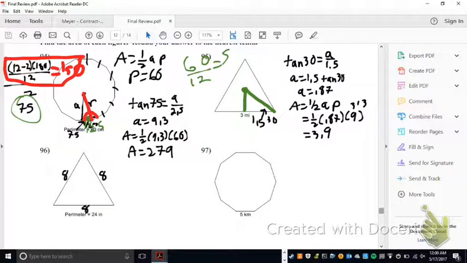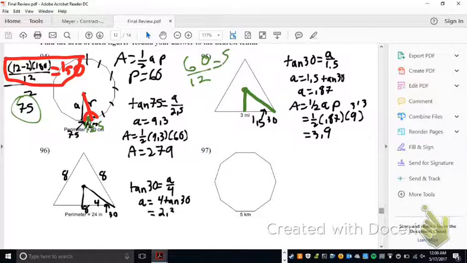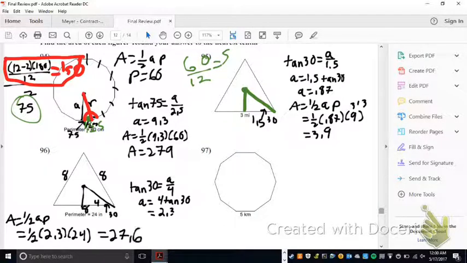Here we have another triangle. We're told that the perimeter is 24. That means each side is 8. That means that each half side is 4. That is still a 30-degree angle. So now we're going to go the tangent of 30 equals the apothem over 4. Multiply both sides by 4. We get 4 tangent 30 equals the apothem. Apothem equals 2.3. Area is 1/2 the apothem times the perimeter, 1/2 times 2.3 times 24. That's our perimeter. That gives us 27.6 as our area.